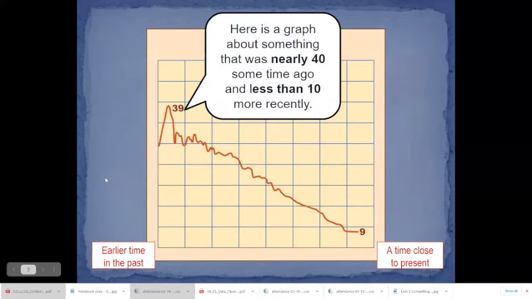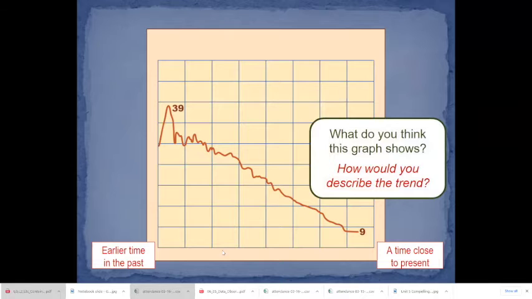This is just a basic graph showing that there was something at around 40, and we're not talking to them about millions or billions. We're just talking about the number 40. And that was at an earlier time. Now we're talking more to the present, and they're looking at the number 9. We just ask them what they see, and most of the students are going to say it's dropping. So what we want to do is start talking to them about the verbiage that's used when we're talking about graphs.